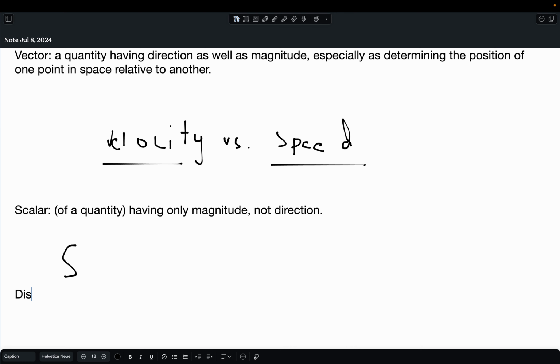Distance versus displacement. Distance would be a scalar and displacement would be a vector. You could say distance, like I ran 2 miles. You're just saying how far you ran, not in which direction you went. However, displacement is referring to, since it says here, especially as determining the position of one point in space relative to another, that can be applied to displacement. So you could be saying that guy moved 4 miles in the northeast direction, and that would be displacement.